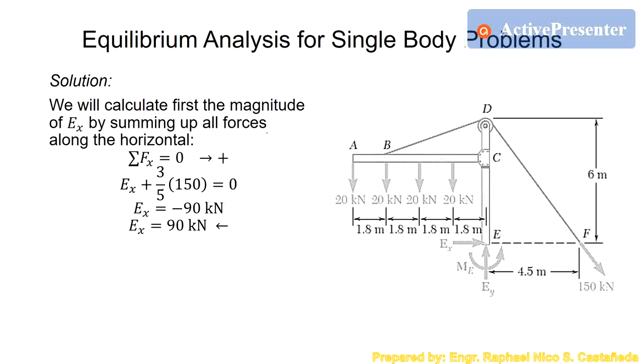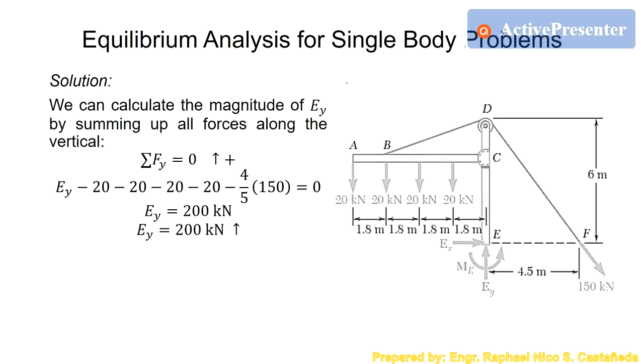Since we get a negative value, the opposite of the assumed direction is the correct answer. So the correct direction is this one. So this is supposed to be EX going to the left. Then we have summation of forces Y. We have EY upward, the only upward force. Then the other ones are negative.